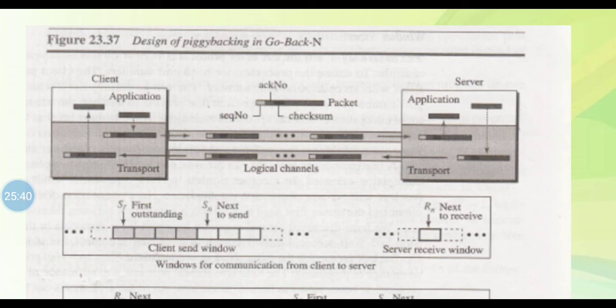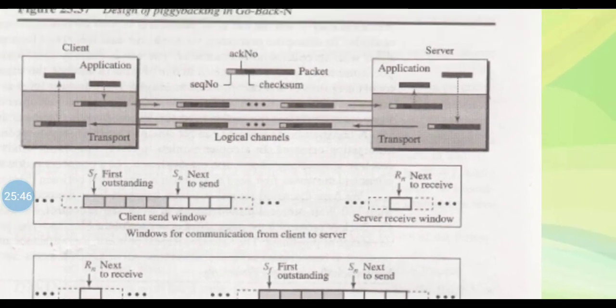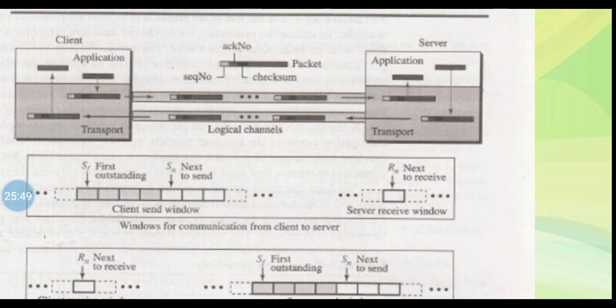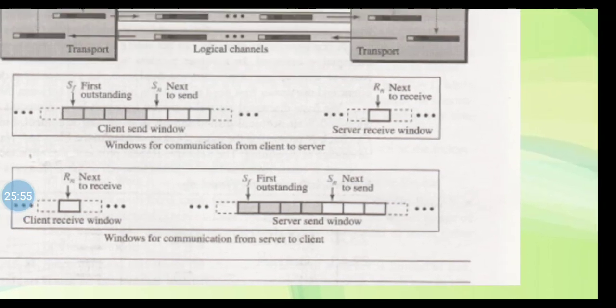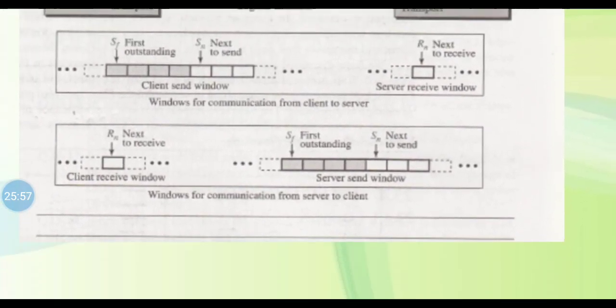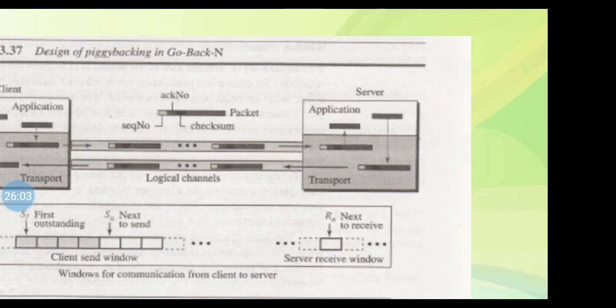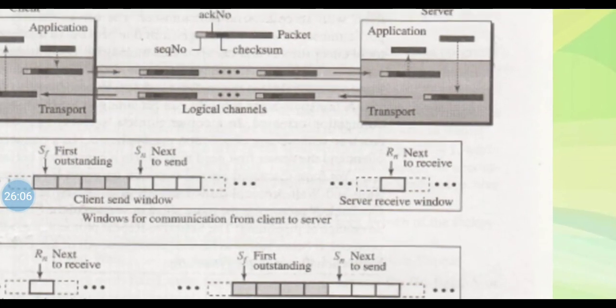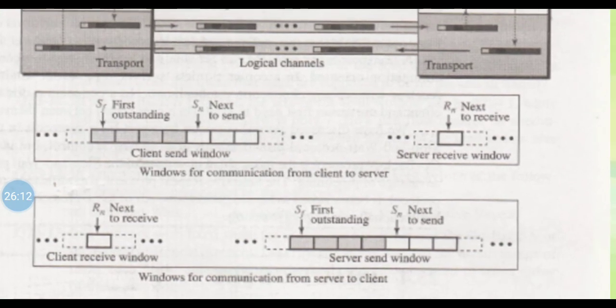Design of piggybacking in go-back-N protocol. Client, server, acknowledgement number, packet, some logical channels. SF first outstanding, SN next to send, client send window, RN next to receive, windows for communication from client to server, windows for communication from server to client, RN next to receive, SF first outstanding, SN next to send.